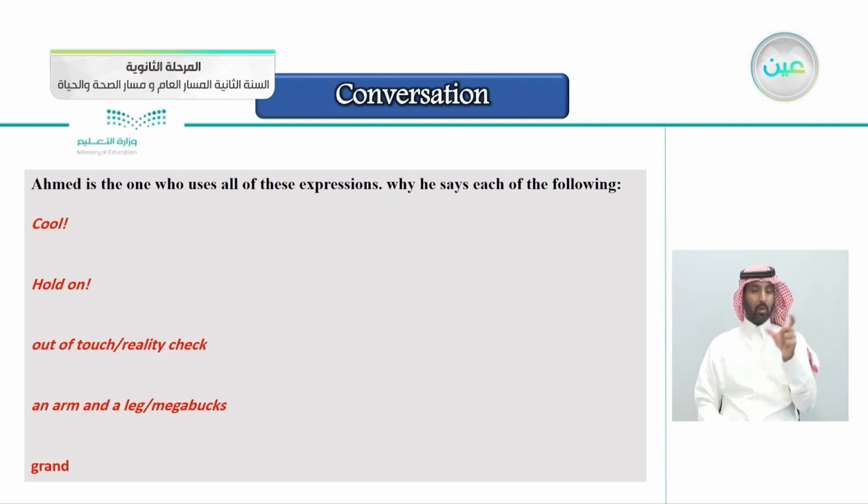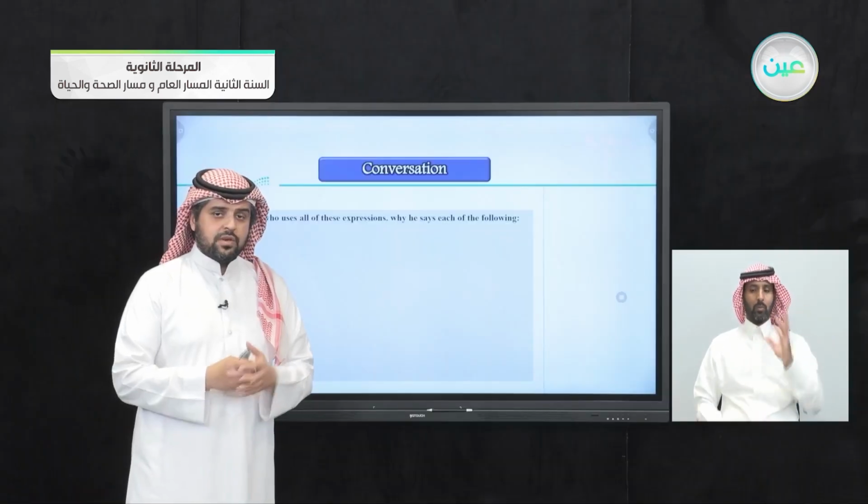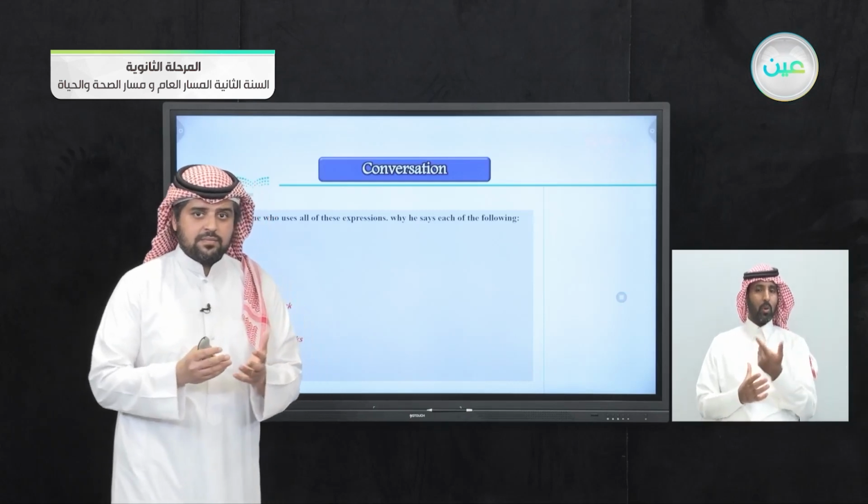Ahmed is the one who uses all of these expressions. Why does he say each of the following? Ahmed is the one who says cool, hold on, out of touch, reality check, an arm and a leg, megabucks, and the word grand. So why does he say each of them? The word cool. When he said cool, why is that?